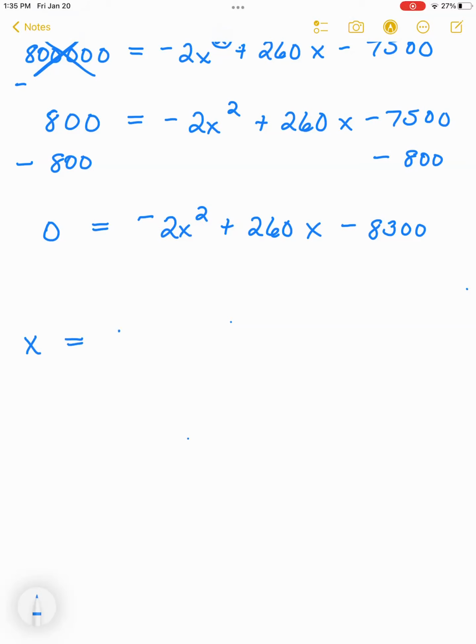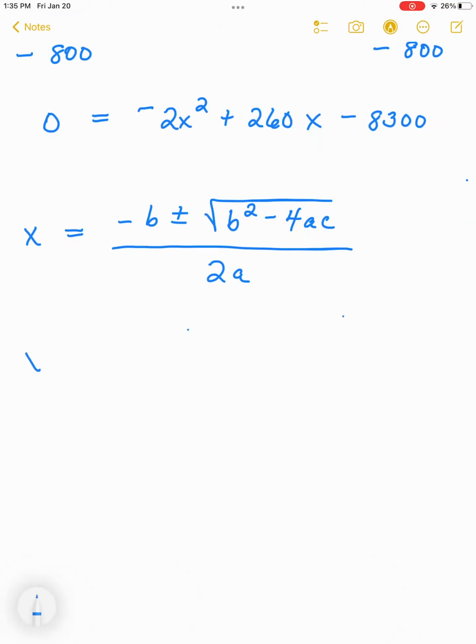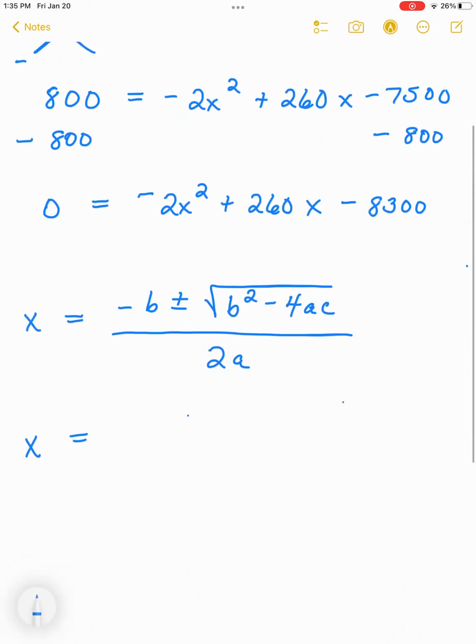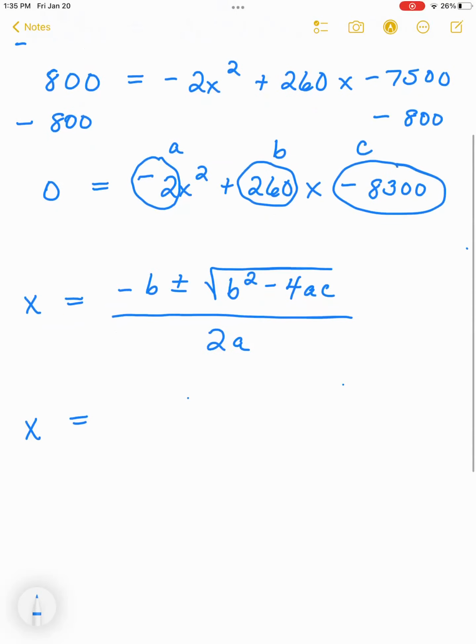And the formula is x equals negative b plus or minus the square root of b squared minus 4ac, and that's all divided by 2 times a. And you guys know how this formula works. The coefficient in front of x squared, that's your a. The coefficient in front of your x term is your b, and your number here, your constant, is your c.